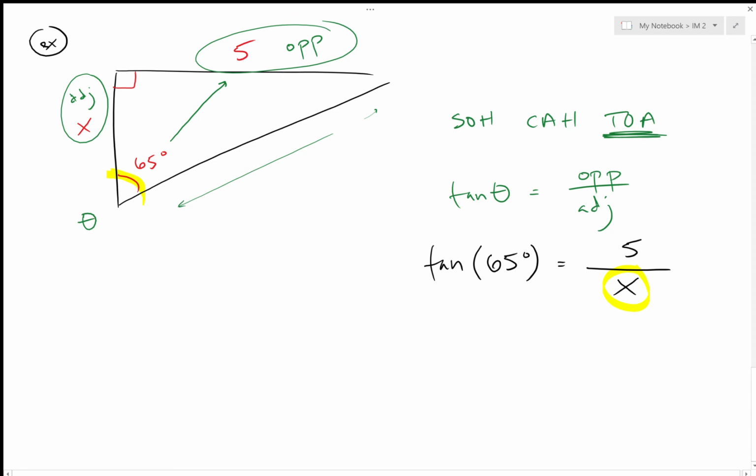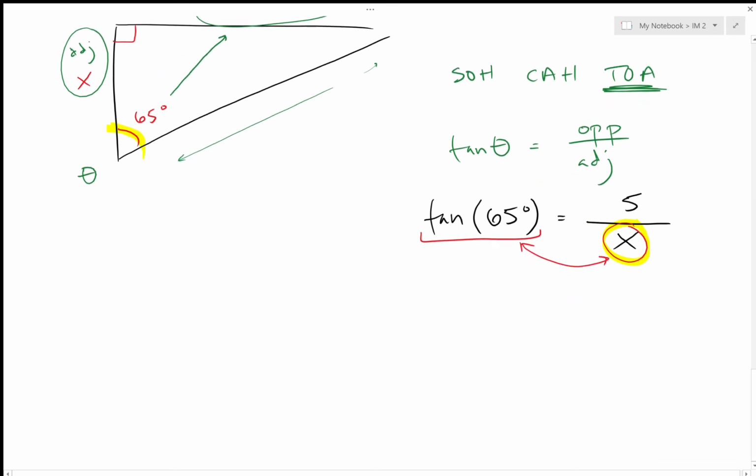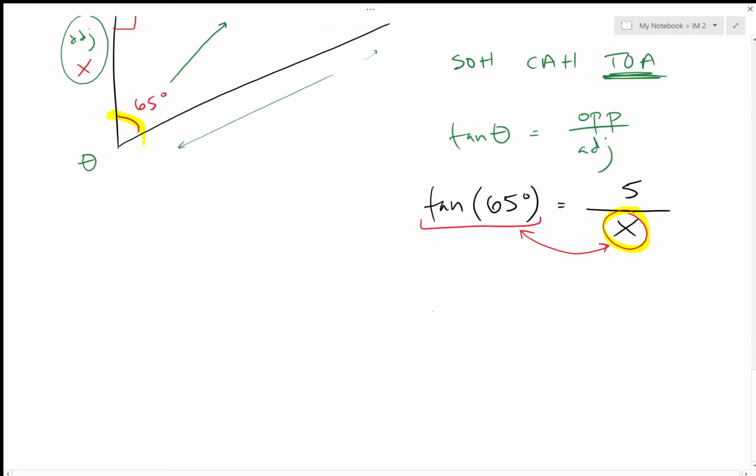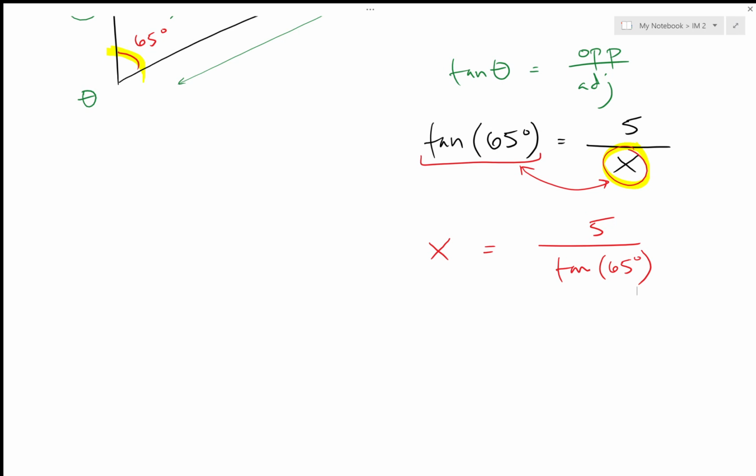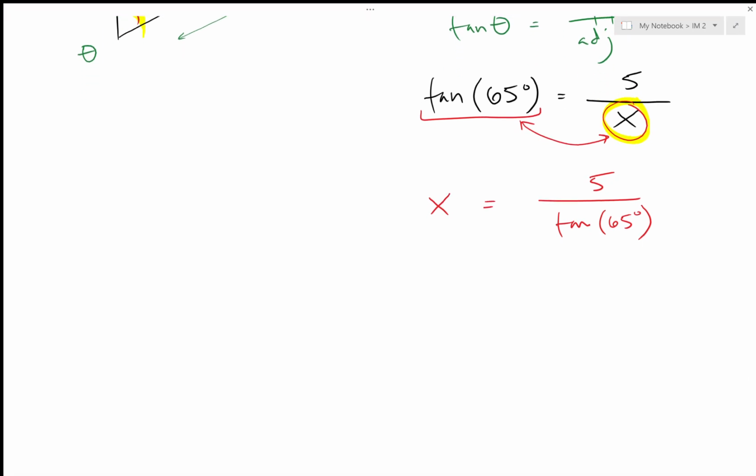If x is on the bottom of your fraction, all you got to do is take this piece and the x and flip-flop their places. Okay? It'll make it a lot faster for you. So if I flip-flop them, it says x equals 5 over tangent 65 degrees. Now the x is all by itself, and then everything on the right you can just put into your calculator. And I'm going to do it step by step.